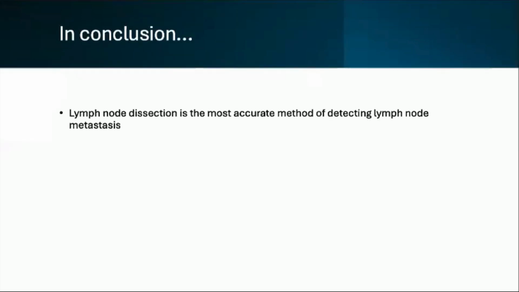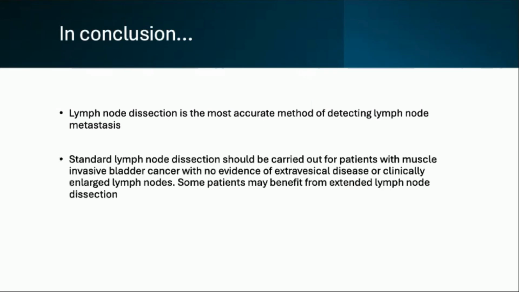So in conclusion, my thoughts are that lymph node dissection is the most accurate method for detecting lymph node metastasis. And standard lymph node dissection should be carried out for patients with muscle-invasive bladder cancer with no evidence of extravesical disease or clinically enlarged lymph nodes. And this is going by the SWOG and LEA trial inclusion criteria. However, it should be noted that some patients may still benefit from extended lymph node dissection, and it will be really interesting to see once the final results from the SWOG trial are released.